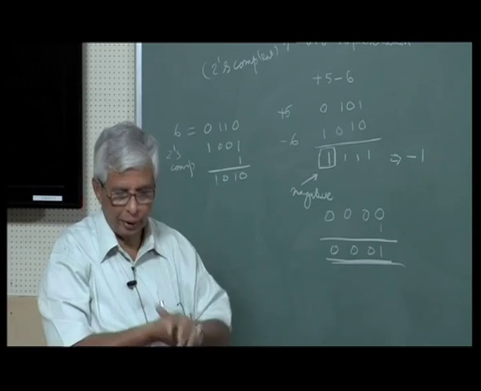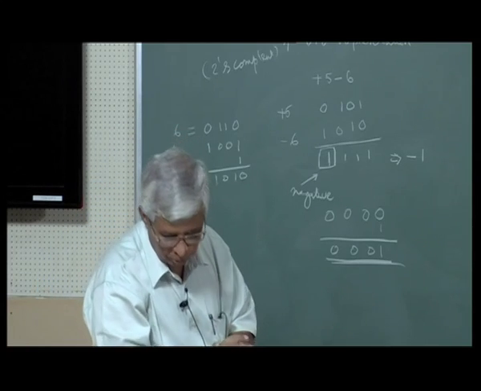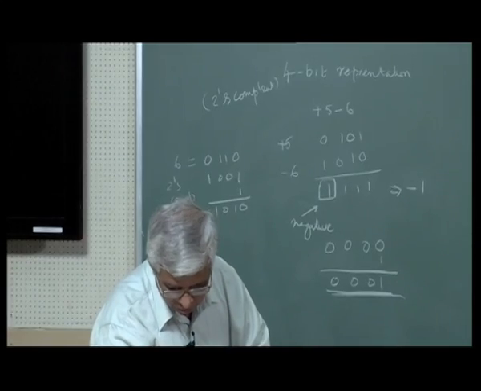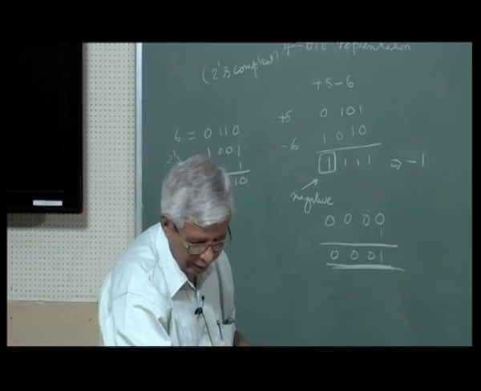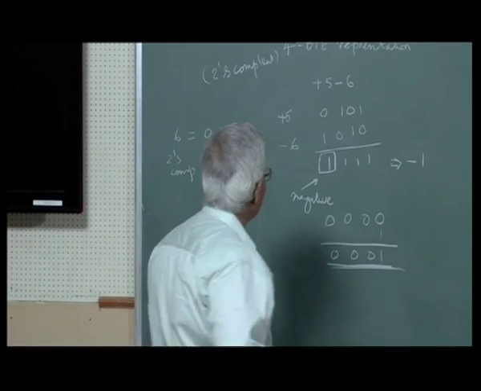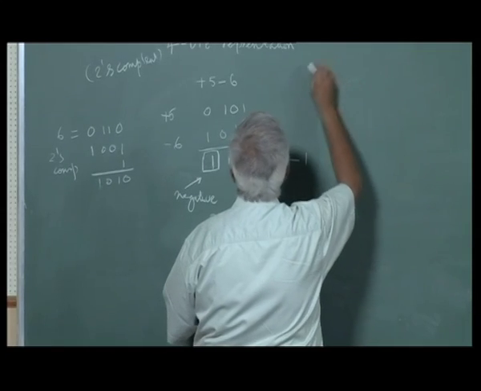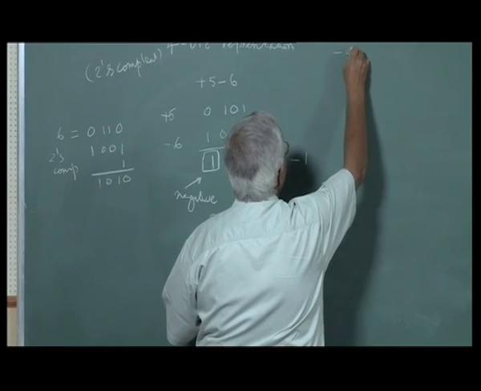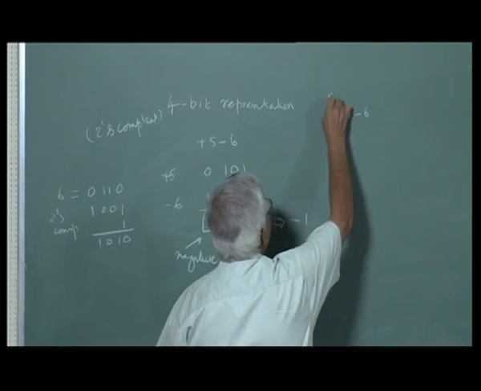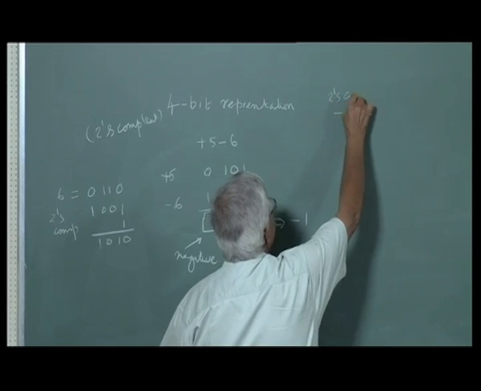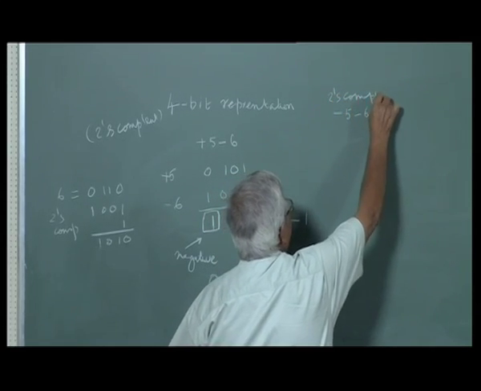Supposing it is overflowing, I will give you an example with overflow. Minus 5 minus 6. How do you know it is not correct? Using 2's complement, again 4 bits.